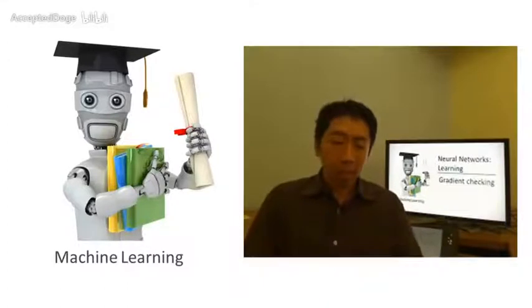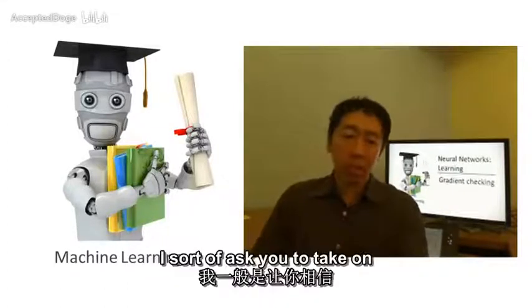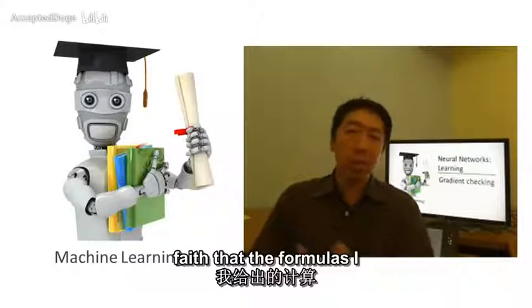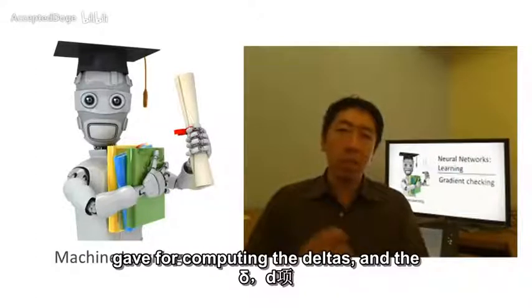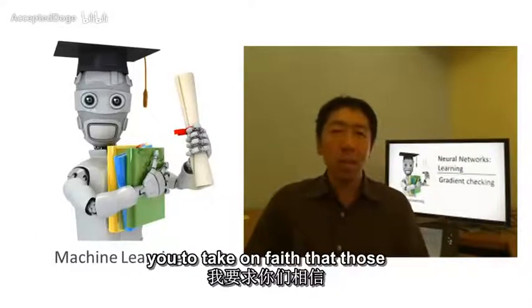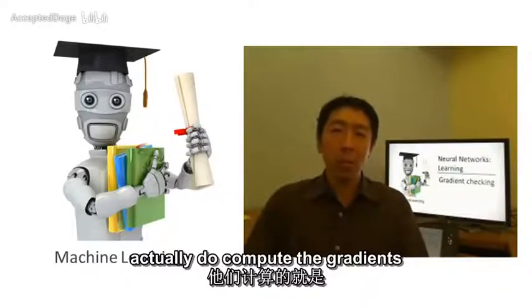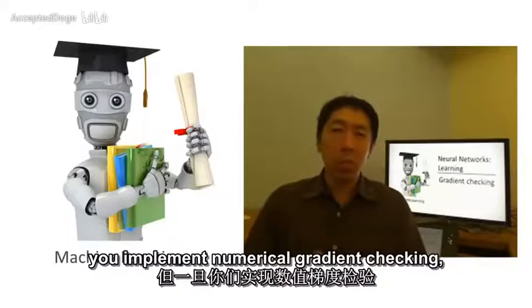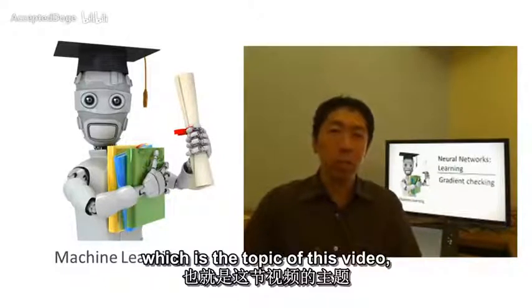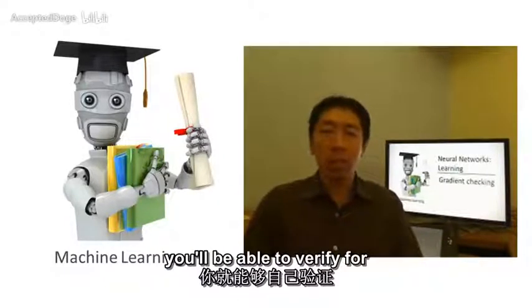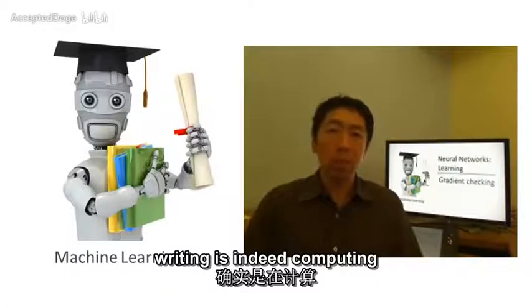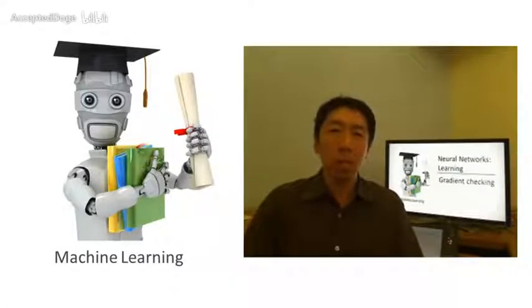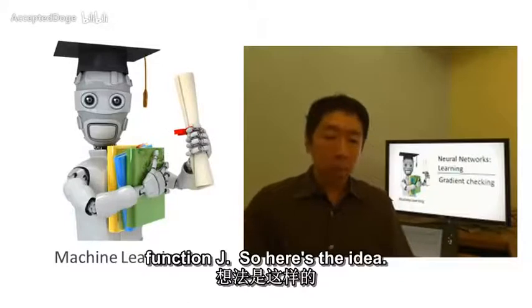And in the previous videos, I asked you to take on faith that the formulas I gave for computing the deltas and the D's and so on actually do compute the gradients of the cost function. But once you implement numerical gradient checking, which is the topic of this video, you'll be able to verify for yourself that the code you're writing is indeed computing the derivative of the cost function J.